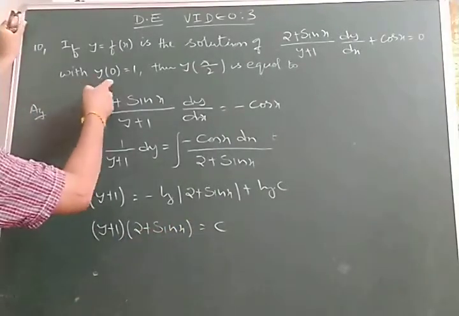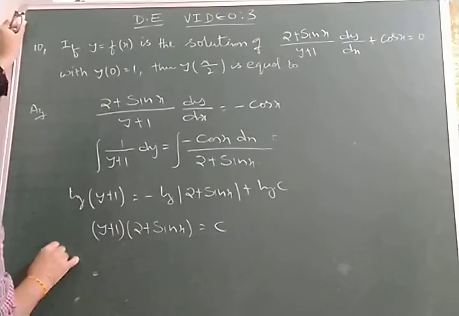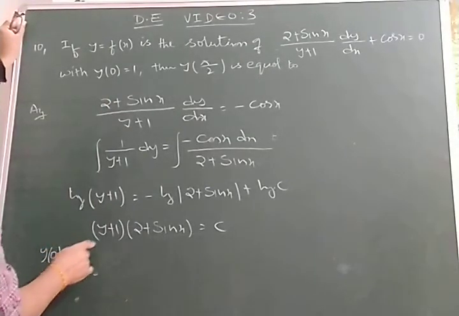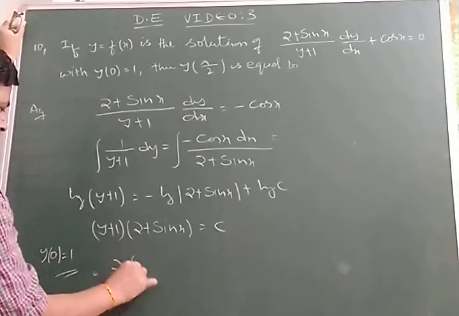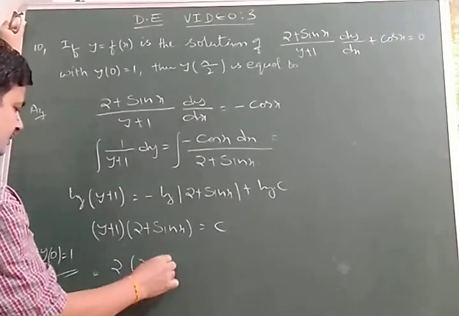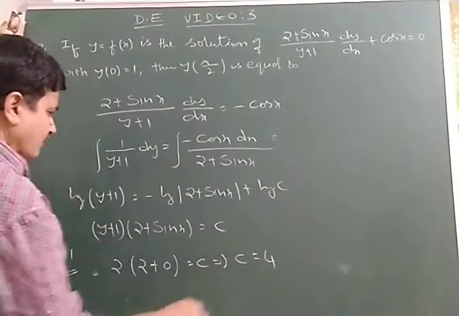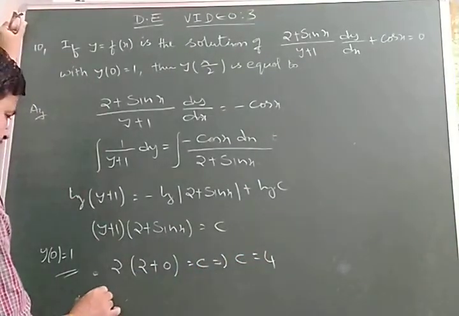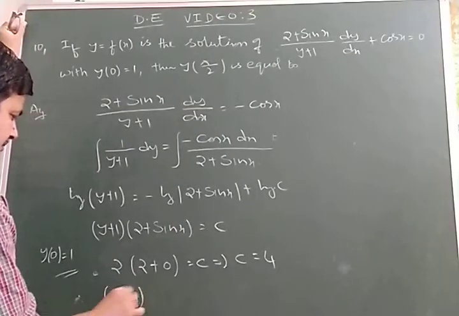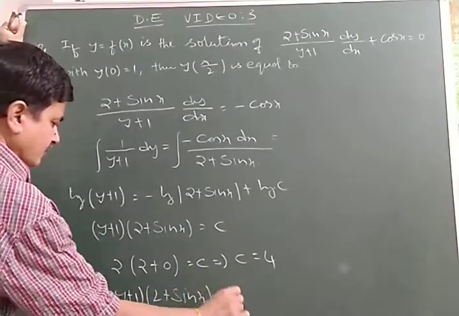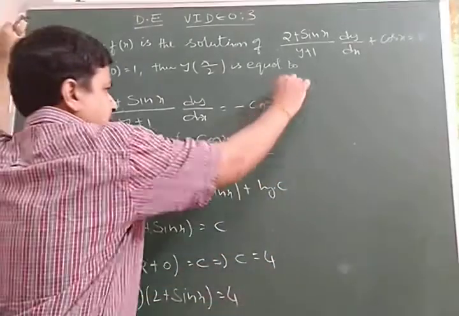Given y(0) = 1. That means when x = 0, y = 1. So (1 + 1) is 2, into (2 + sin 0), where sin 0 is 0, is equal to c. So that implies c = 4. Therefore, (y + 1)(2 + sin x) = 4 is the solution.